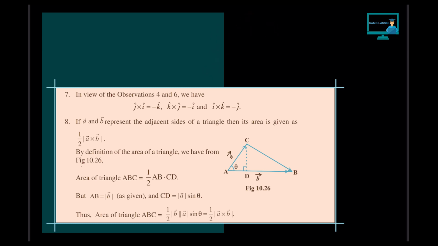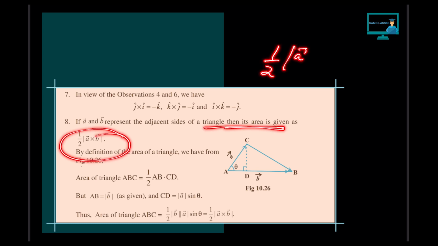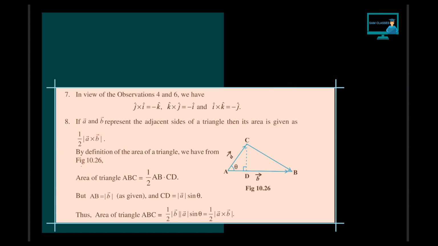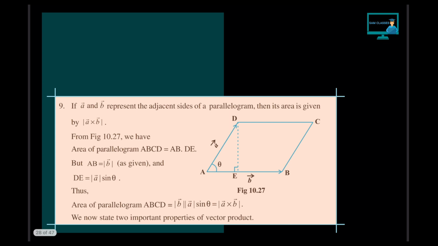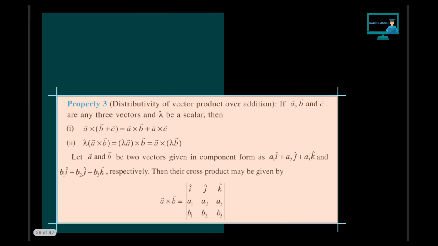Now, what are the applications of this? Whenever we want to find the area of a triangle, what is it? Half of the mod of A vector cross B vector. For a parallelogram, what will happen? It will be double, so the half will be removed, and it will be just A vector cross B vector. That's it. Nothing more than that.